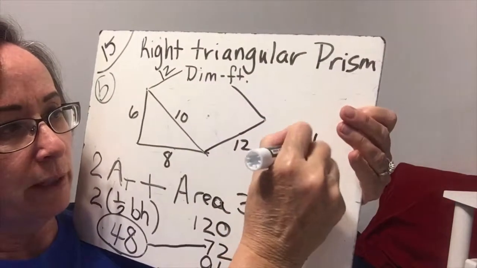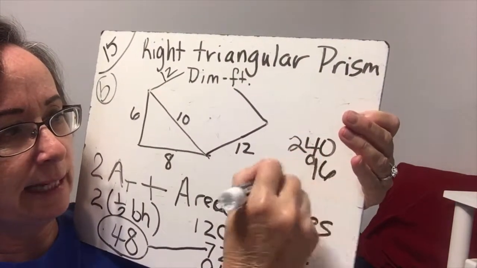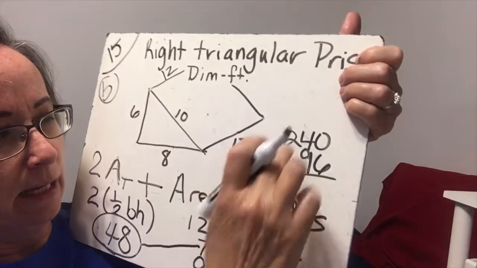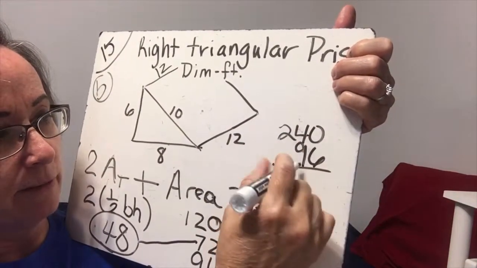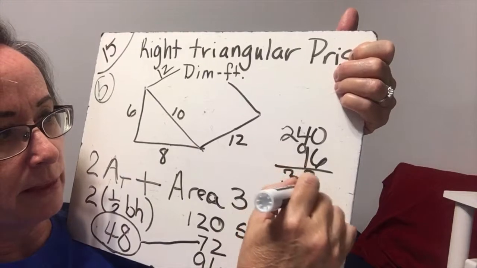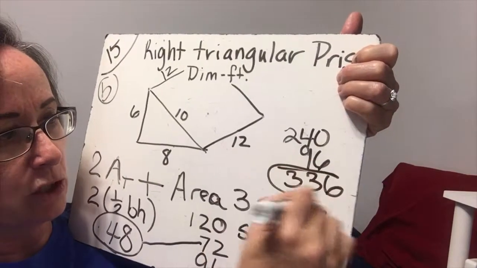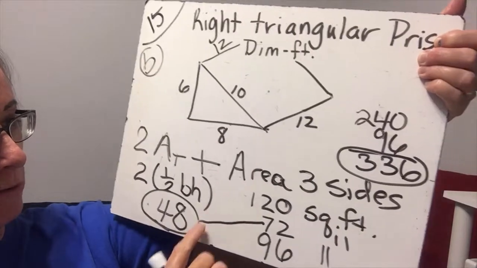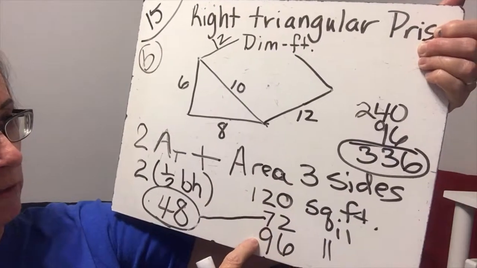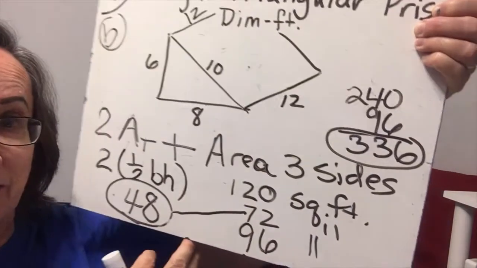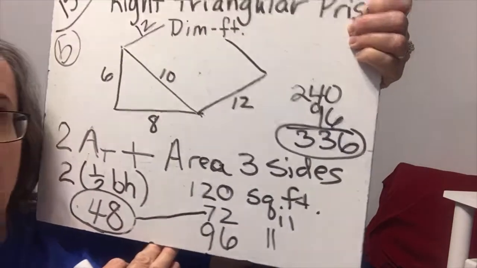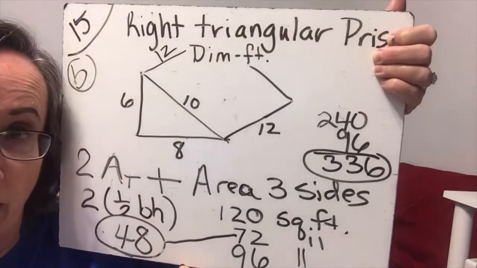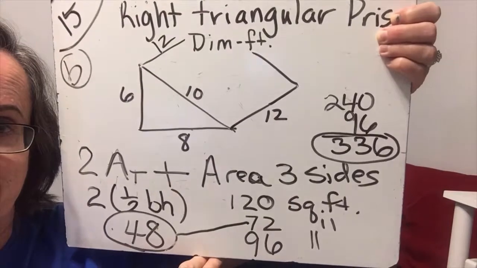So 240 plus a 96 is going to be, that's almost 100, so that's going to be 336 should be our answer. Check it over for me, but that's the 2 triangles, and each one of those is individual, so if I added correctly, our answer is 336 square feet.